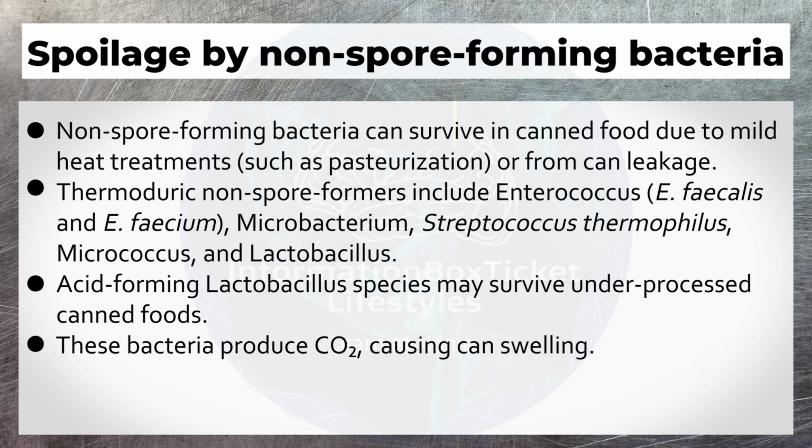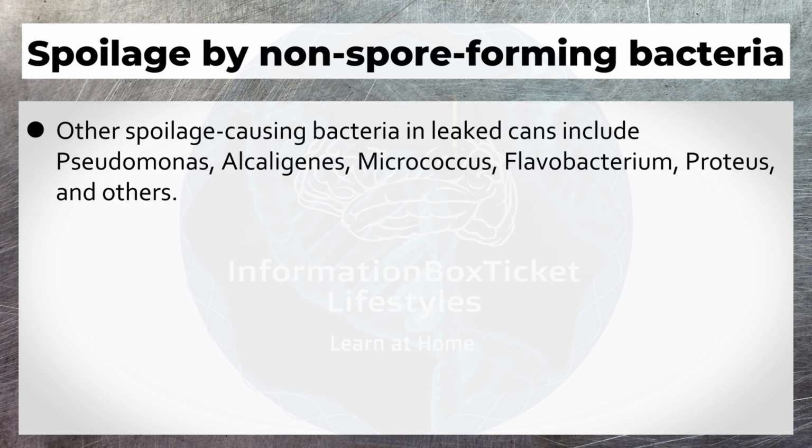These bacteria produce carbon dioxide, causing can swelling. Other spoilage-causing bacteria in leaked cans include Pseudomonas, Alcaligenes, Micrococcus, Flavobacterium, Proteus, and others.